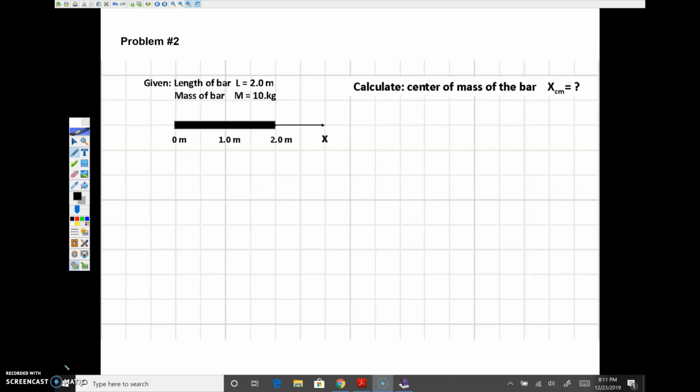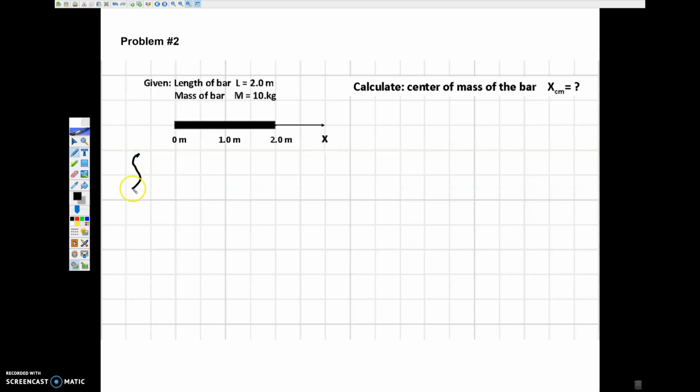Okay, so for the complete solution to problem number 2, what we want to do is use the integral version of the center of mass formula. So the integral dm, which means the sum of all of the little dm pieces.